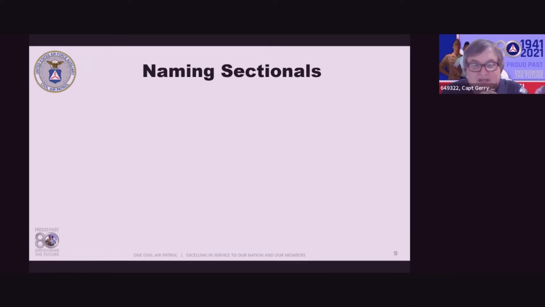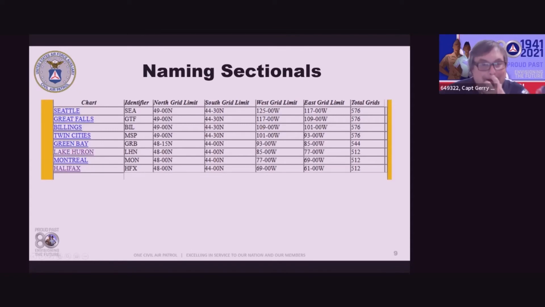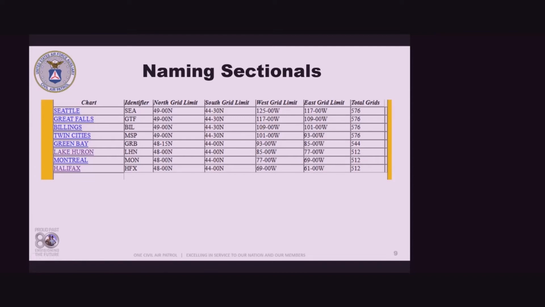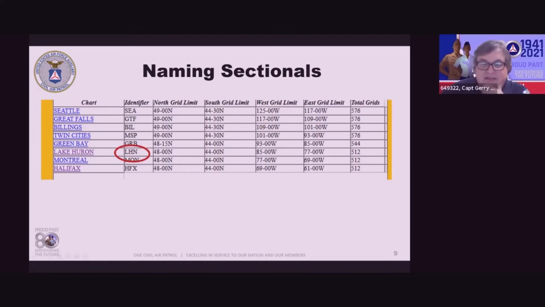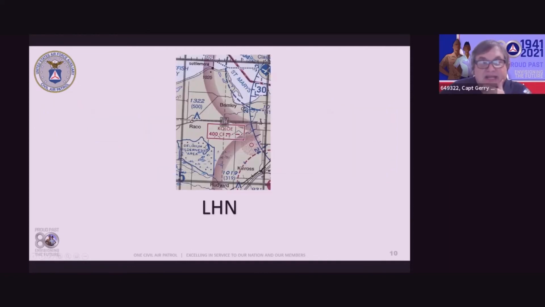So let's get started. Remember the grid table near the beginning of this? Here it is, a little bit bigger. So what's the identifier for the Lake Huron sectional? LHN. LHN, correct. So we start with the sectional identifier. Okay. So next we need the grid identifier.